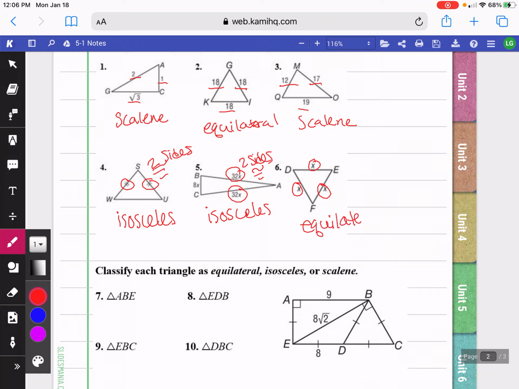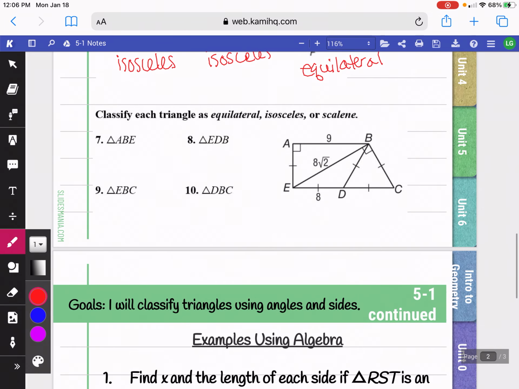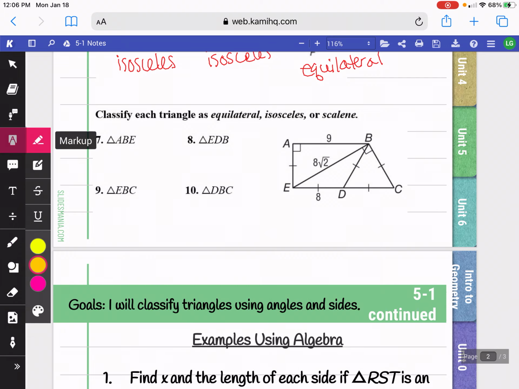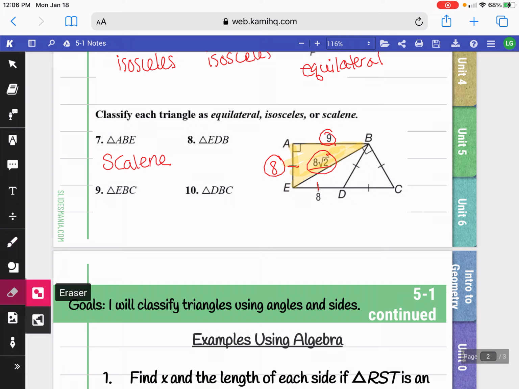I just want to say that equilateral triangles are also isosceles triangles because they do have two sides congruent. It's just more specific to call them equilateral because all the sides are congruent. If we look at the triangles within triangles here, let's start with ABE. ABE would be this one. And this time we're looking at the sides. We have one side that's 9, one that's 8 root 2. Since these sides are congruent, this side's 8. All those sides are different, so triangle ABE is a scalene triangle.